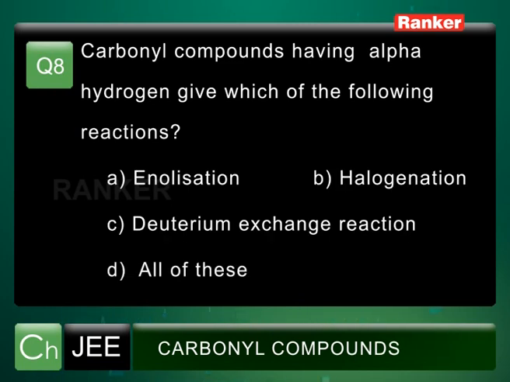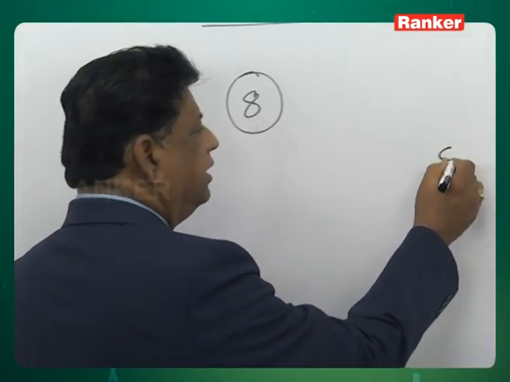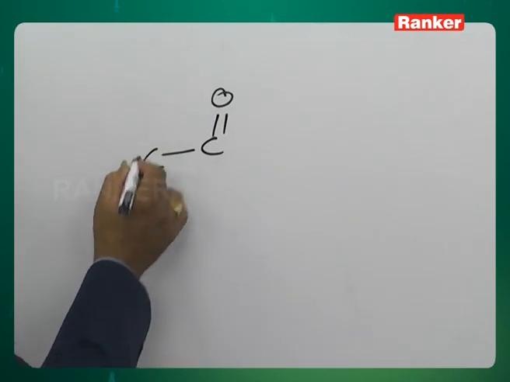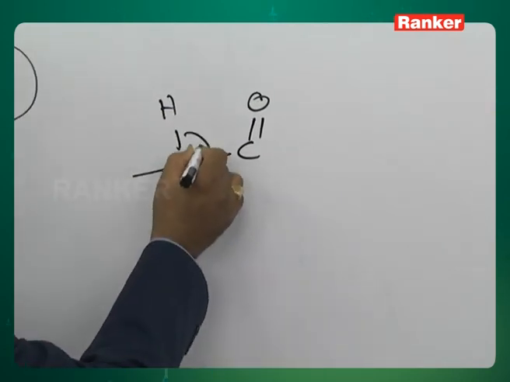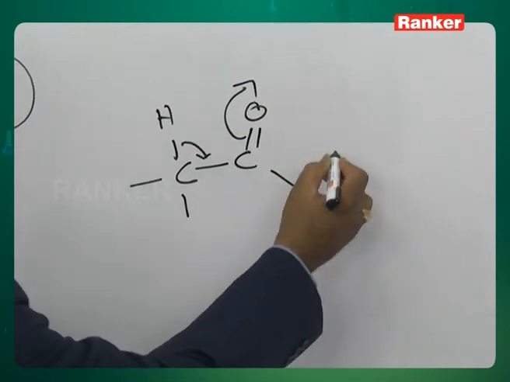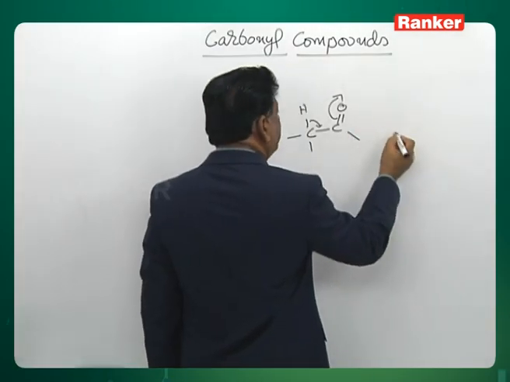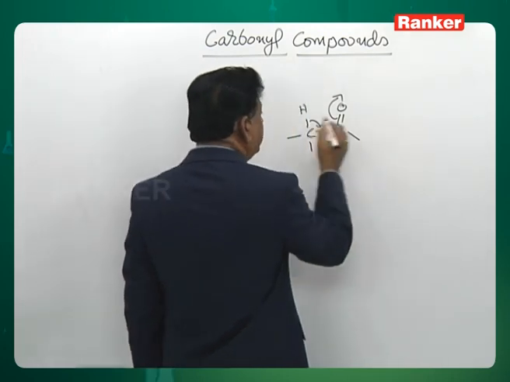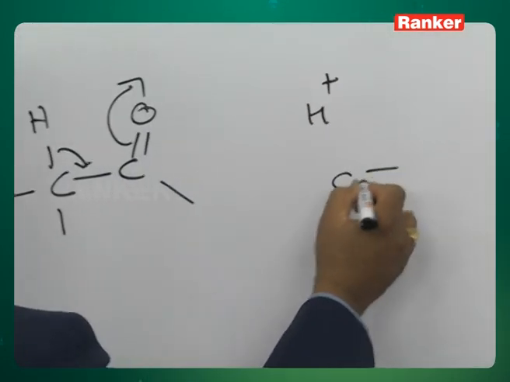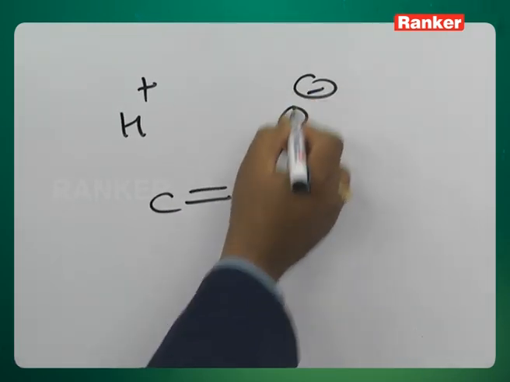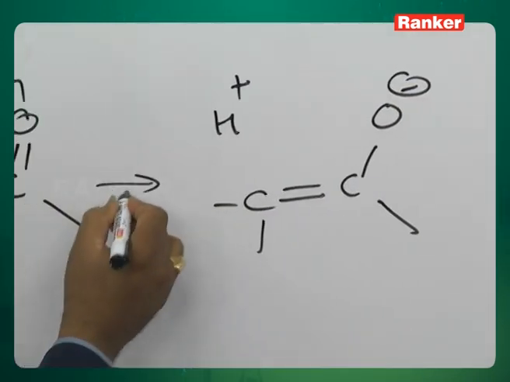Carbonyl compounds having alpha hydrogen give which of the following reactions? The first option is enolization, second option halogenation, third option deuterium exchange reaction, fourth option all of these. The answer is D actually, that is all are correct, because whenever a carbonyl group is attached to an alpha hydrogen, as we have seen in the last question, this hydrogen can show hyperconjugation, followed by the enolization. Hyperconjugation means the hydrogen will be there only, but the double bond is shifted and goes onto O minus. This stage is called hyperconjugation.